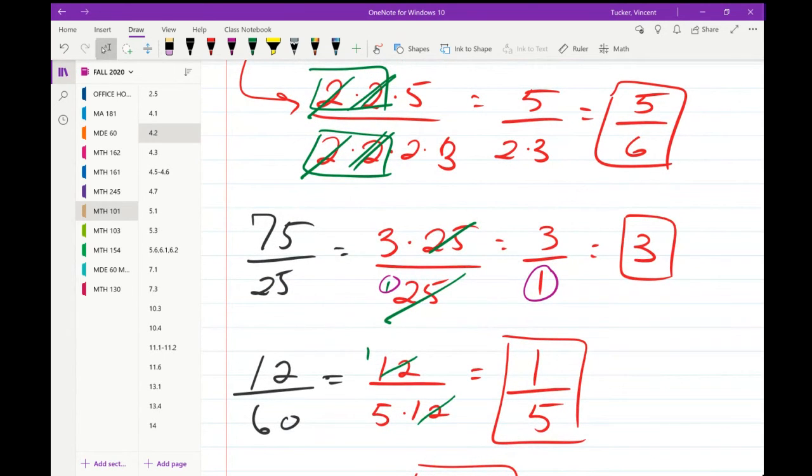And then 12/60. 60 is 5 times 12. So if you cancel out the 12, once again, a 1 is left in that numerator. But this time it'll be 1/5. So be careful here. Sometimes people forget about that 1 in the numerator, and they will just write the answer 5, and that would be incorrect. So the answer is not 5. The 5 is actually in your denominator. So make sure you're careful with reducing that fraction.